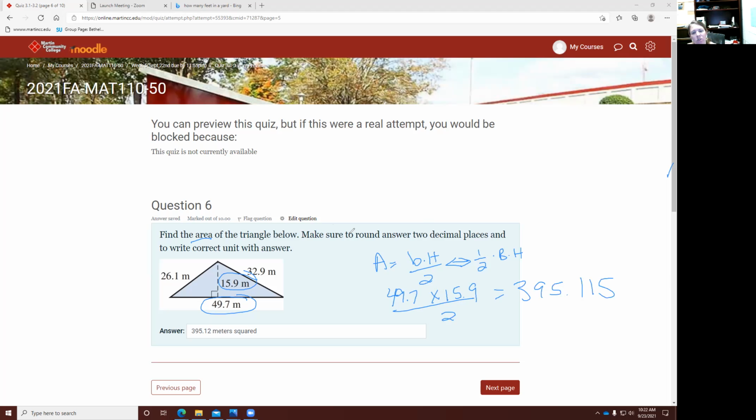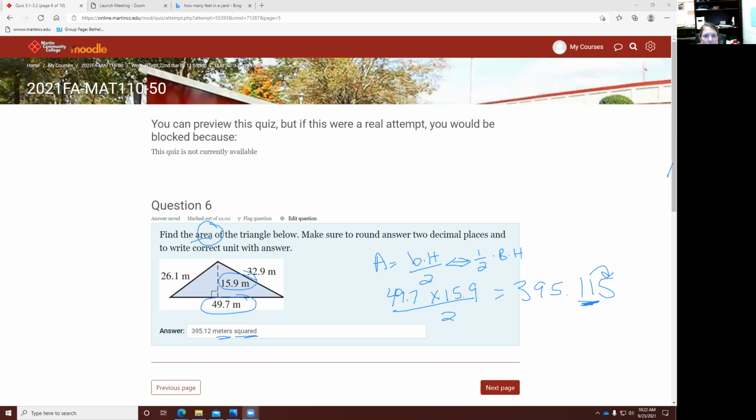395.115. The question says make sure to round your answer to 2 decimal places. 2 decimal places would be here, but we look at this third number. If this is a 5 or greater, we round this up. So your answer here should have been 395.12 meters squared. Meters squared, because it's asking for the area.